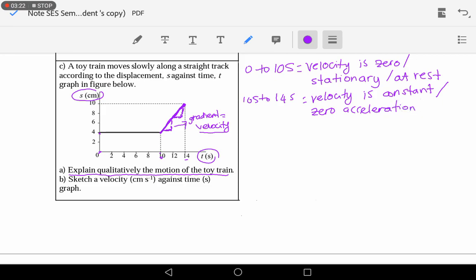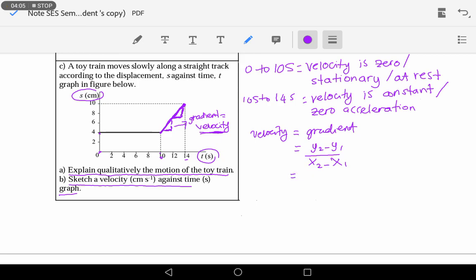Alright, and then for the next part, you need to sketch a velocity against time graph. Before we can sketch the graph, we have to first calculate this velocity here. Since we want to sketch the velocity against time graph, we have to know the value of the velocity. Since the velocity is equal to the gradient of the graph, it's also equal to this formula, which is y2 minus y1 over x2 minus x1.